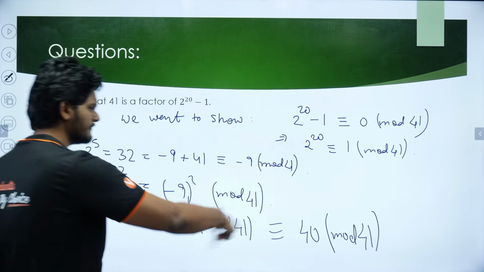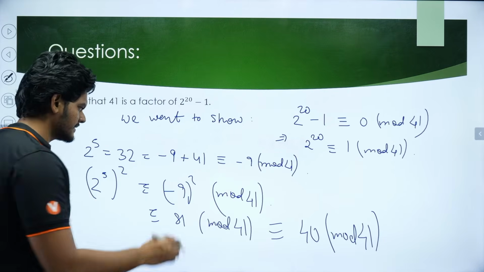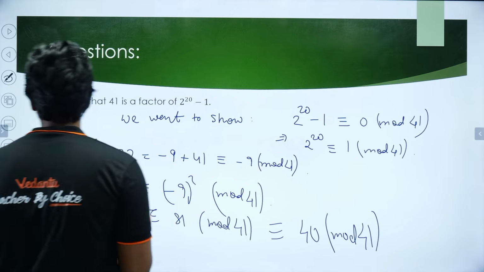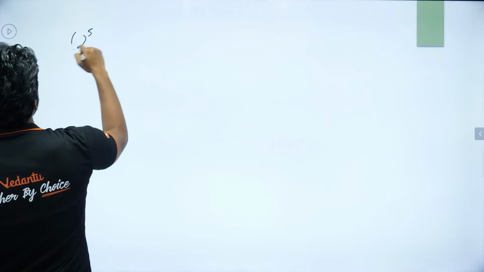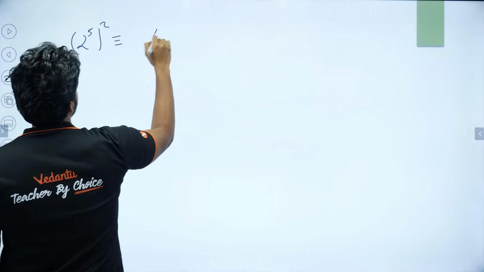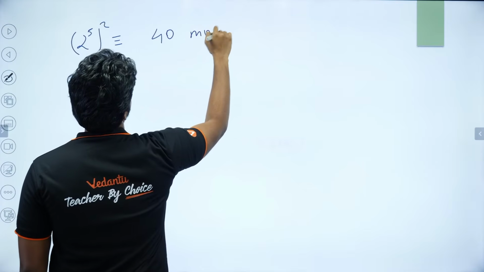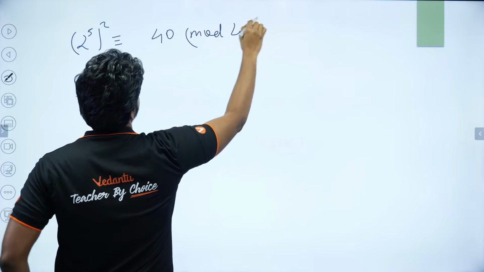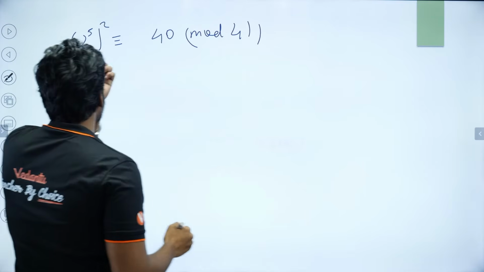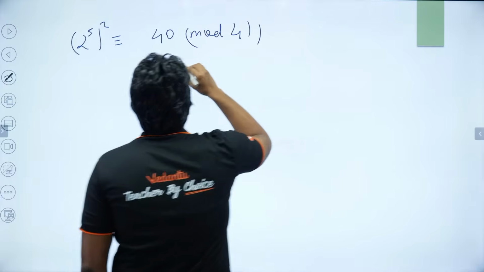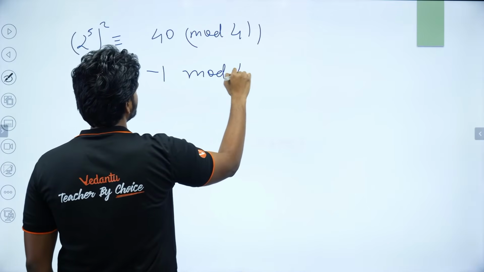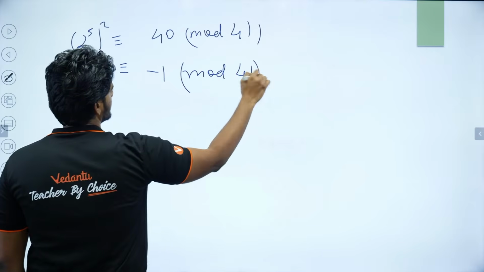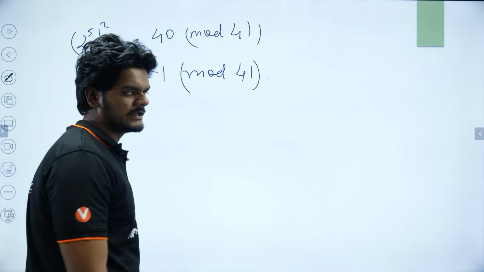Now I want you to verify all of these results. I am just writing that down. Now let us look at this. So 2 power 5 whole square is congruent to 40 mod 41. Now what is 40 mod 41? Isn't this congruent to minus 1 mod 41? You can have negative numbers also, buddy. Negative numbers are also allowed.